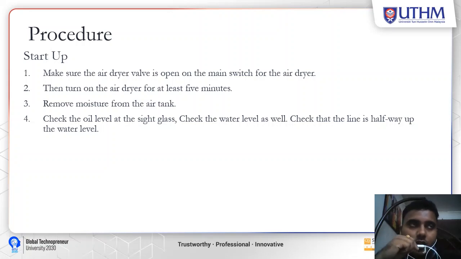Okay, the procedure before we start to run the air compressor. First, the startup. In startup, first make sure the air dryer valve is open on the main switch for the air dryer. Then second, turn on the air dryer for at least 5 minutes, and then remove the moisture from the air tank. The fourth one is check the oil level at the side glass and check the water level as well.